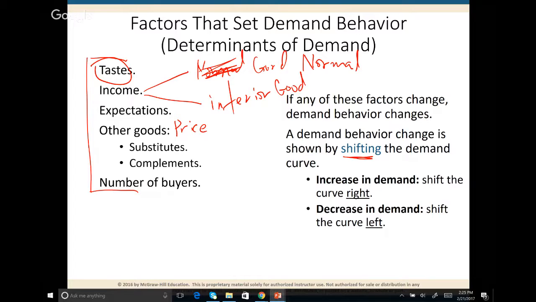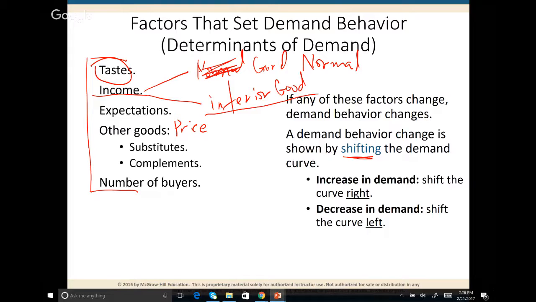Ramen noodle will actually be an inferior good. Because for ramen noodles, we buy it because we have no money, right? So income goes up, you don't buy ramen noodle anymore. But income goes down, you have no money now, then guess what? We buy more ramen noodle. So ramen noodle is inferior good. So when you think about this income change, think about what kind of good it is. If it's a normal good, when income goes up, you buy more. When it's inferior good, when income goes up, you buy less.